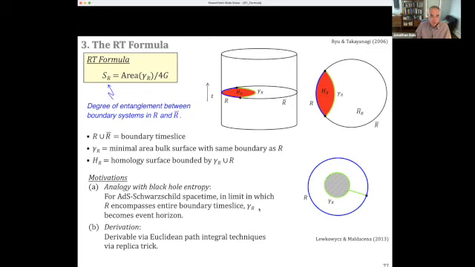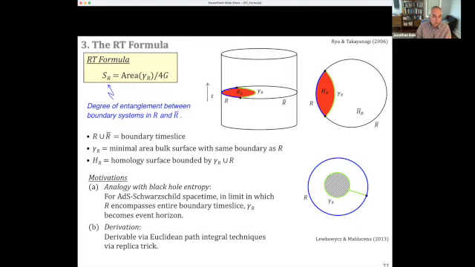So we have a black hole in the bulk. In the limit in which our boundary spatial subregion R encompasses the entire boundary time slice, the corresponding minimal area bulk surface gamma sub R intuitively wraps around the event horizon of the bulk black hole and becomes the event horizon in this limit. And in that limit, when gamma sub R can be identified as the event horizon of a black hole, we get the Bekenstein-Hawking formula, at least if we identify the entanglement entropy S sub R with either thermodynamic entropy or statistical mechanical entropy. So that's one intuitive motivation for the RT formula. The RT formula itself would then just be a generalization to the case in which the bulk spacetime isn't necessarily a black hole spacetime.